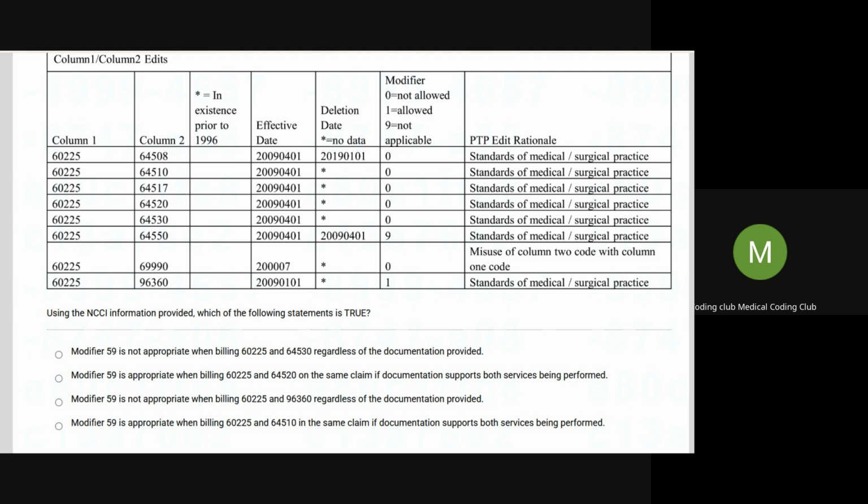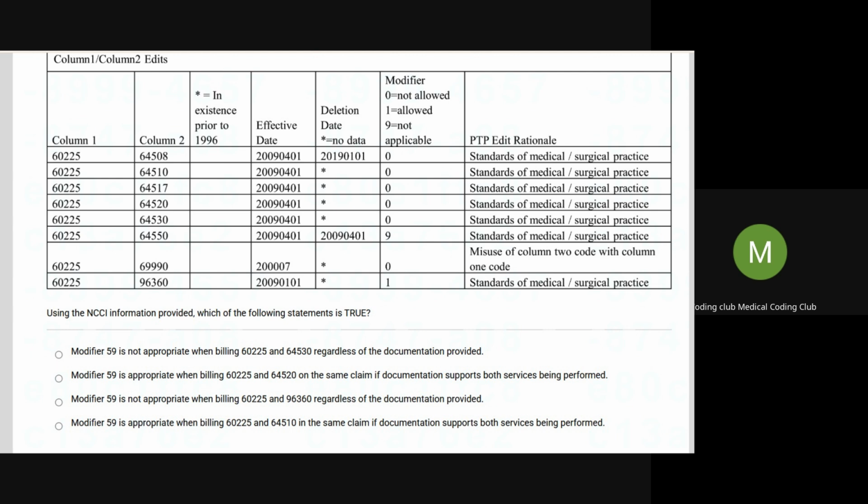Then comes A, modifier 59 is not appropriate when billing 60225 and 64530 regardless of the documentation provided. So it seems like a correct sentence. Okay, the statement is true here. If you observe 60225 and 64530, here again this is also getting 0 as the indicator.